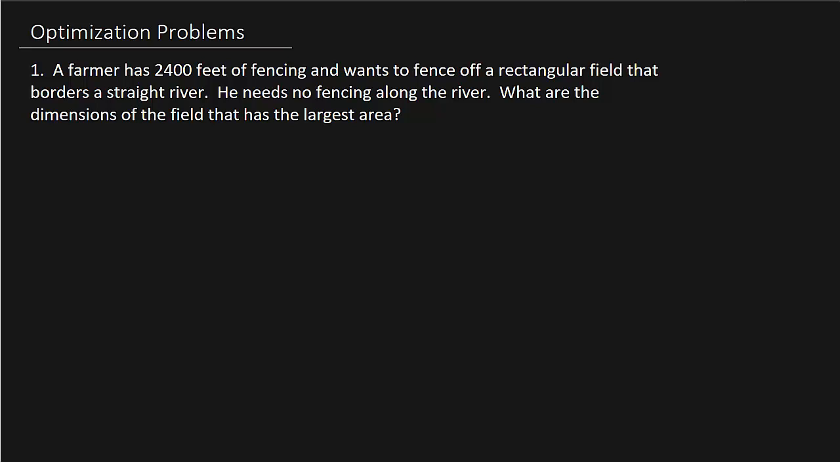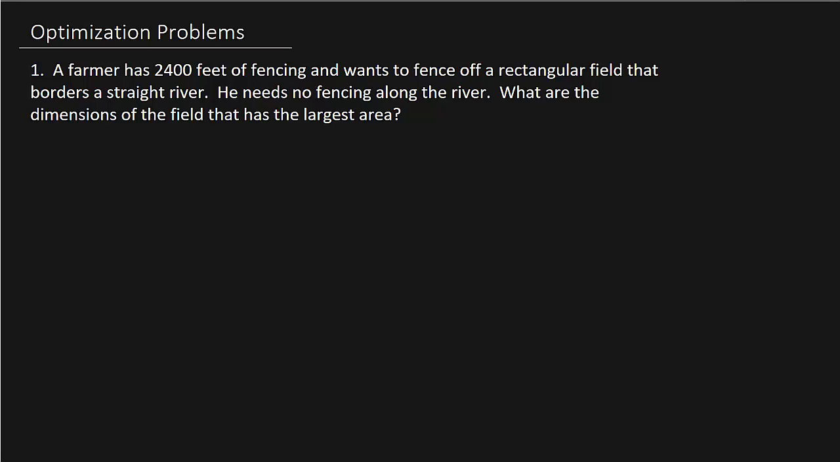So for optimization problems, typically what you've got is a function that you want to either maximize or minimize. And more than likely you're going to have two functions. You'll have the function you want to maximize or minimize, and then you'll have an equation that you're going to use to get the function you're going to maximize or minimize in terms of one variable. If that doesn't make a whole lot of sense right now, let's work through some examples and I think you'll catch on.